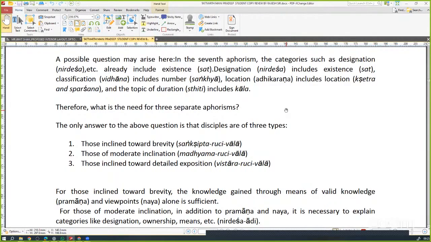The only answer to the above question is that disciples are of 3 types. 1, those inclined towards brevity. 2, those of moderate inclination. 3, those inclined towards detailed exposition. For those inclined towards brevity, the knowledge gained through means of valid knowledge, praman, and viewpoints alone is sufficient.